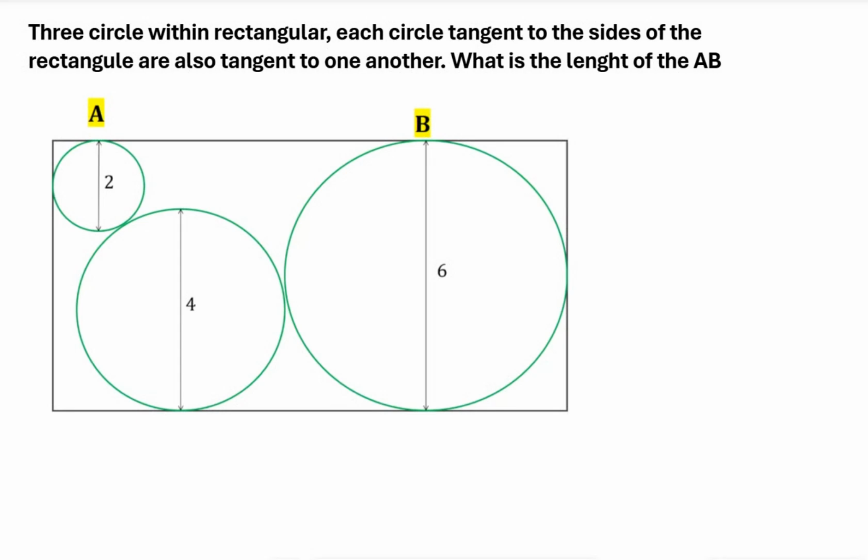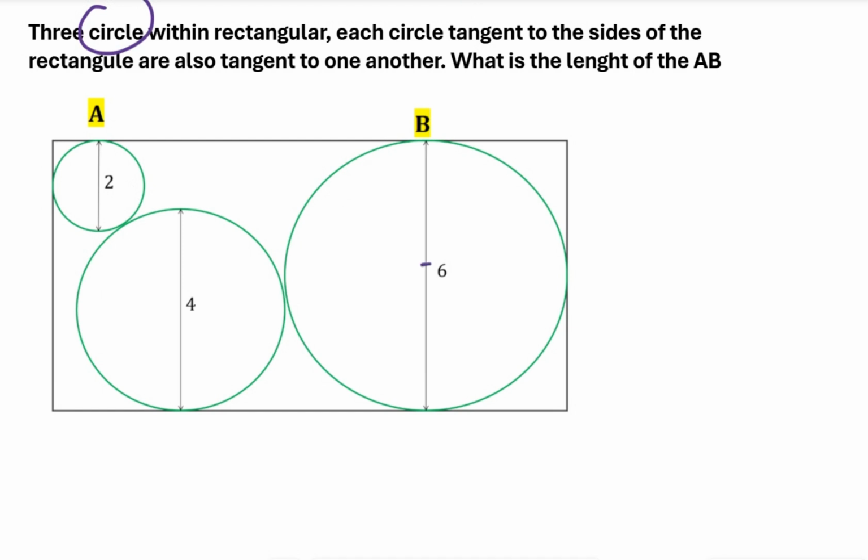Hello and welcome. The problem here: there is a rectangle. We can see the black shaded lines are the rectangle, and within the rectangle there are three circles, and each of these three circles has a different diameter. It means different radius. Let's consider the very first, the larger circle.